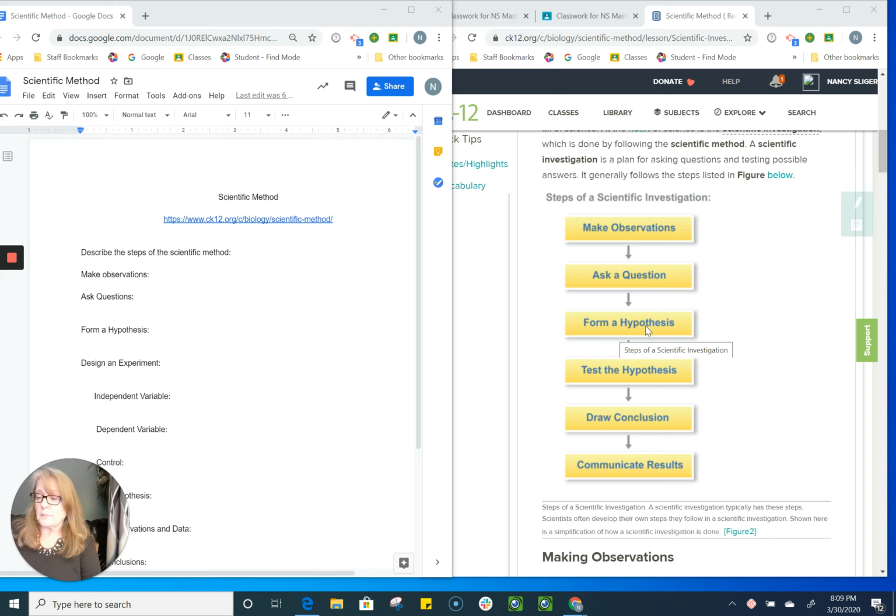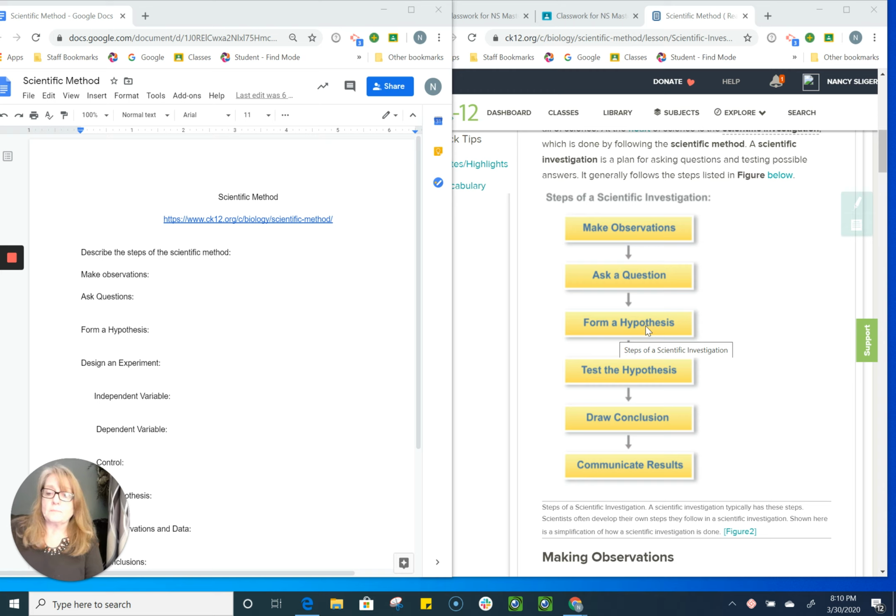Now, just because you do the experiment and your results do not agree with what you thought was going to happen does not mean that your experiment was bad or your research process was bad. It just means that you anticipated one answer and something else actually happened, which still is valuable because it gives you more information.